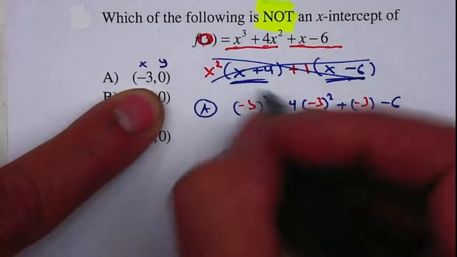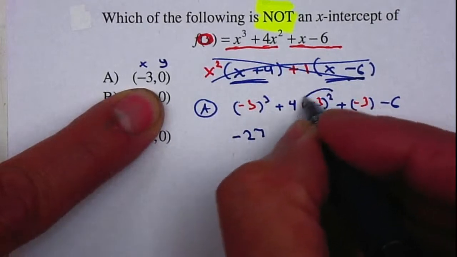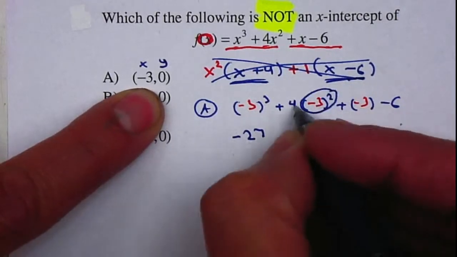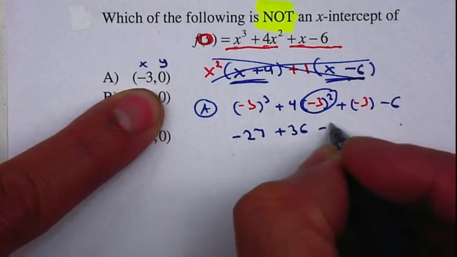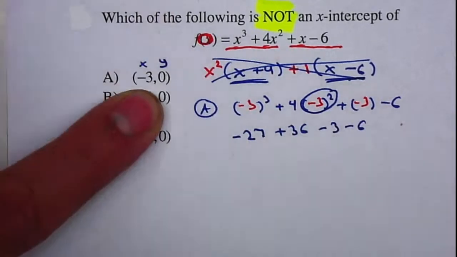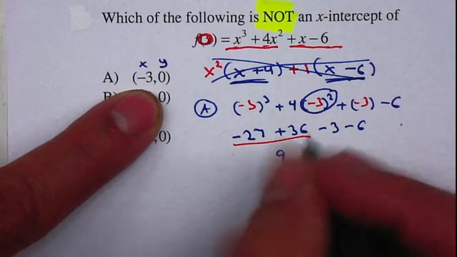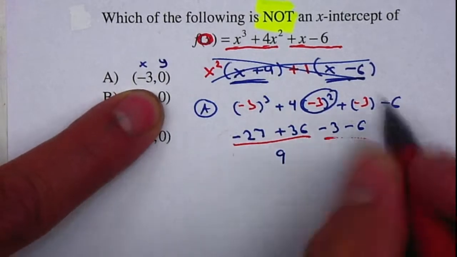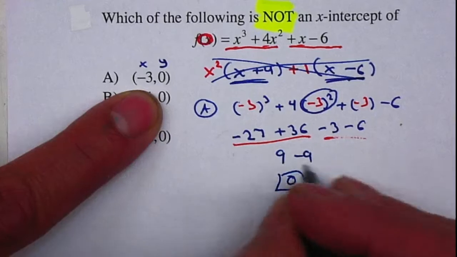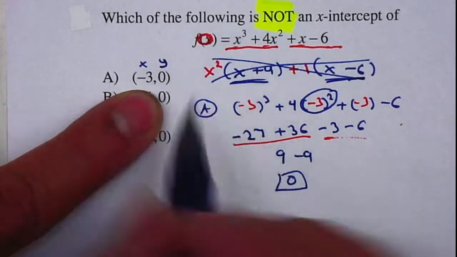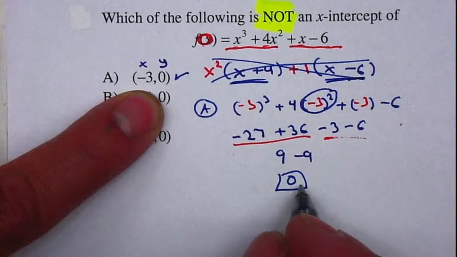So it gives me negative 3 to the third power, which is negative 27. Remember, you square first. So negative 3 squared is 9, times 4 is 36. Minus 3 minus 6. Let's go and add those two. That gives me a 9. We add negative 3 minus 6, which gives me a negative 9, so it gives me 0. Remember, we try to find out which is not. Letter A is an x-intercept because it gives us 0.